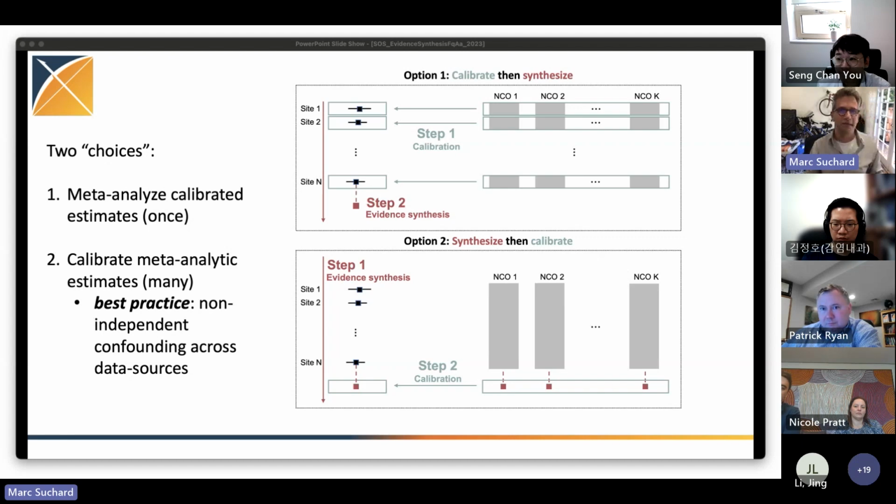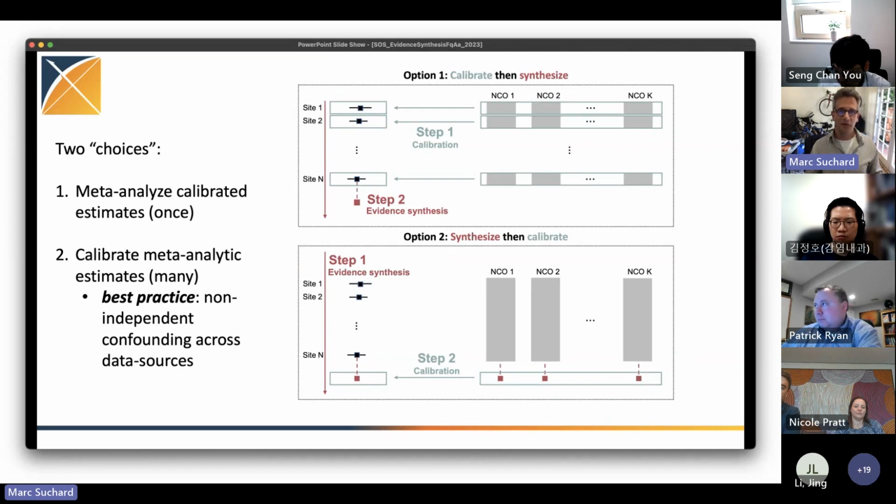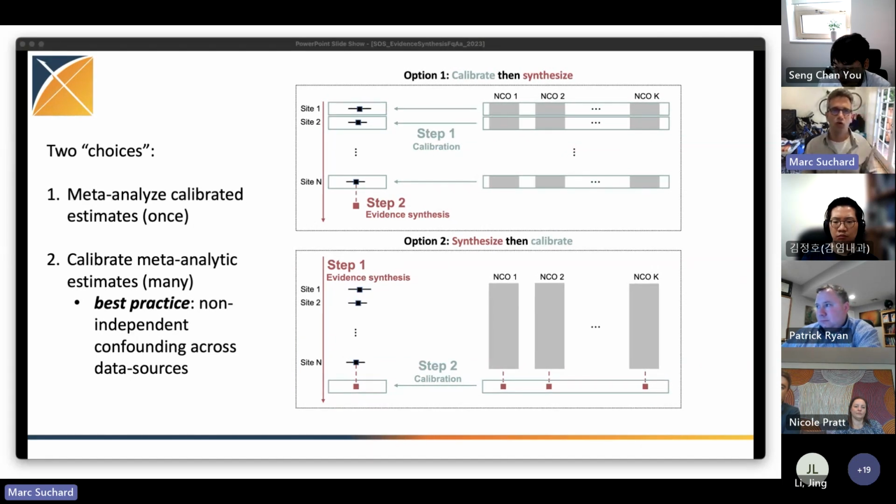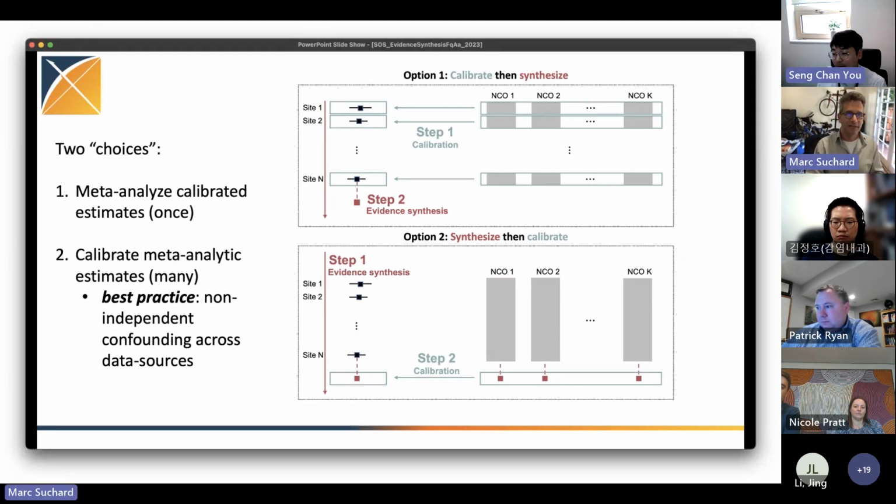So thank you for raising that. That continues to be a difficult conundrum that we face: how the choice of negative controls should or shouldn't differ from data source to data source. In many cases, I don't know what the correct answer is there.